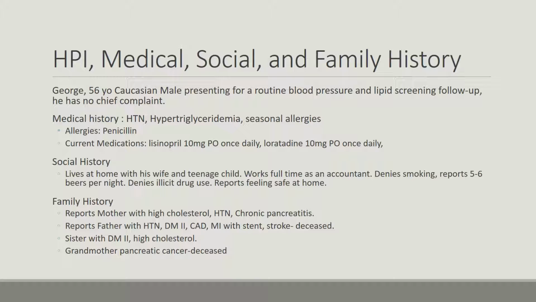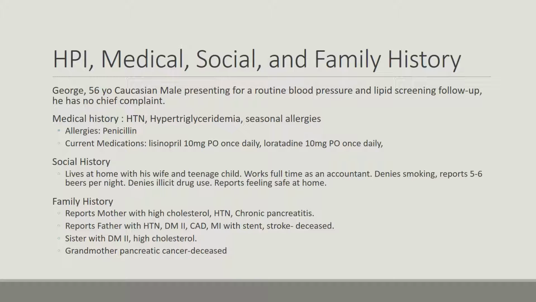Social history, he lives at home with his wife and teenage child. He works full-time as an accountant. He denies any smoking history, reports 5 to 6 beers per night, denies illicit drug use, and reports feeling safe at home. I would address the 5 to 6 beers per night with a CAGE assessment, find out if the drinking is interfering with his home life, his work life, etc.